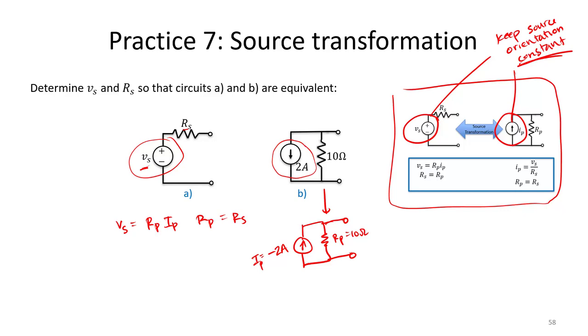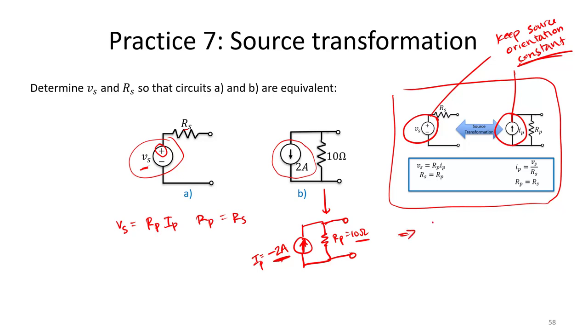Since we are looking for Vs with its positive polarity upward, we need to plug in our current source, Ip, with its current pointing upward. So in that case, Ip is negative 2 amps. So pay attention to the sign. Knowing that Ip is negative 2 amps and Rp is 10 ohms, we can use our equations to determine the equivalent.